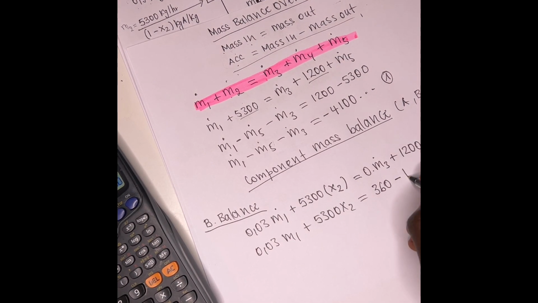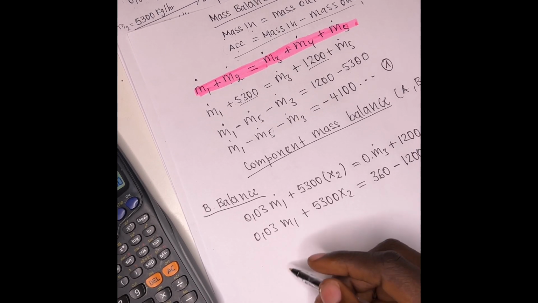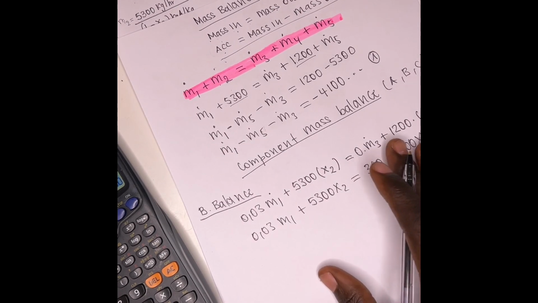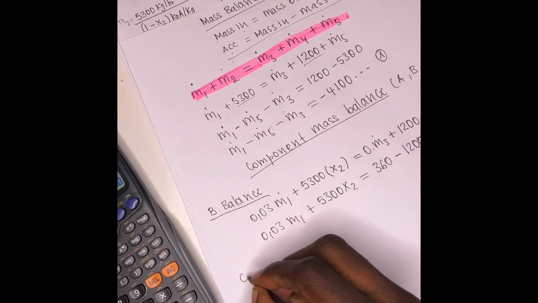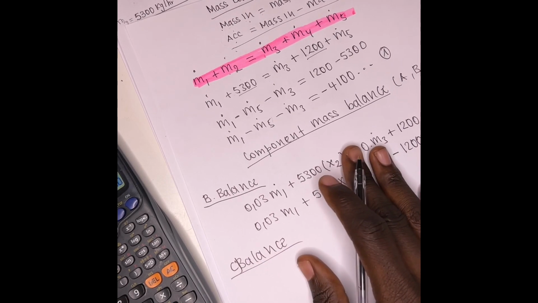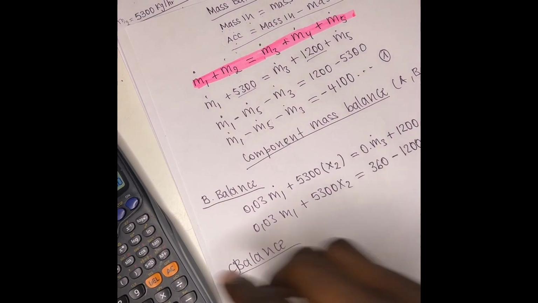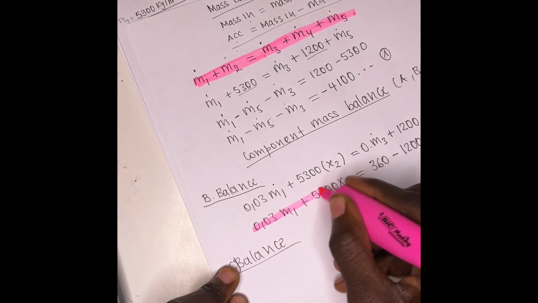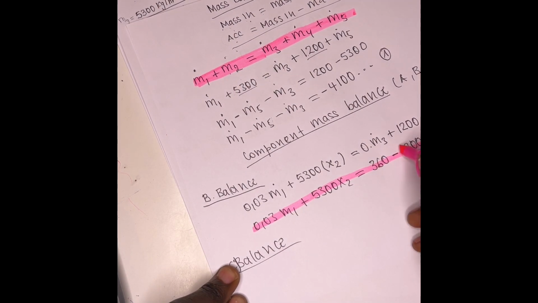Minus, again, 1,200 x to the power 4. So this is another equation, equation 2, guys. From here, we can also do the C balance. Sorry guys, this was the balance of B. Let me underline this equation. We're going to need this equation, guys.